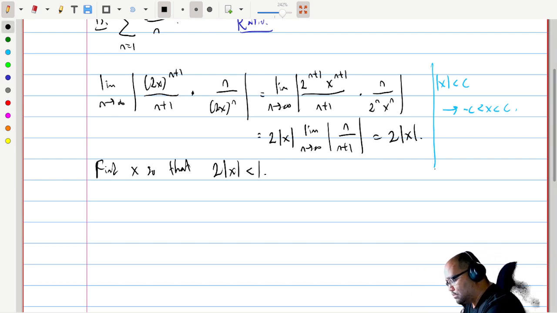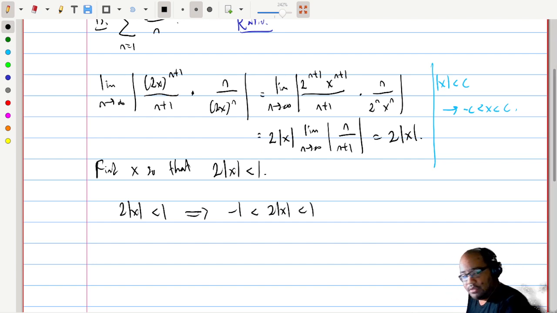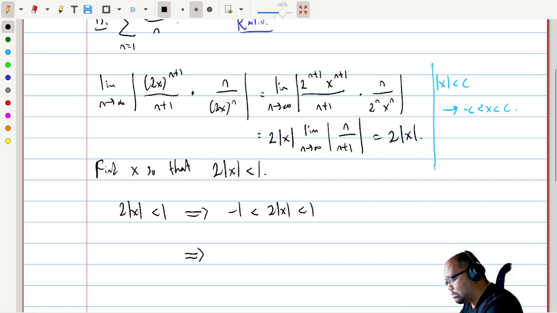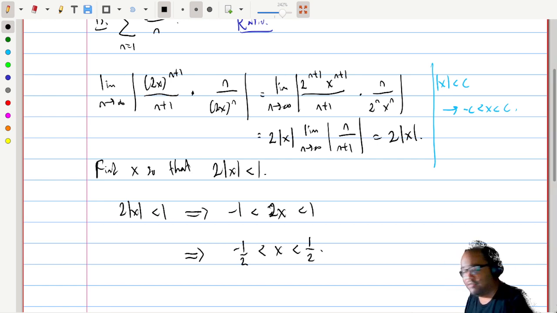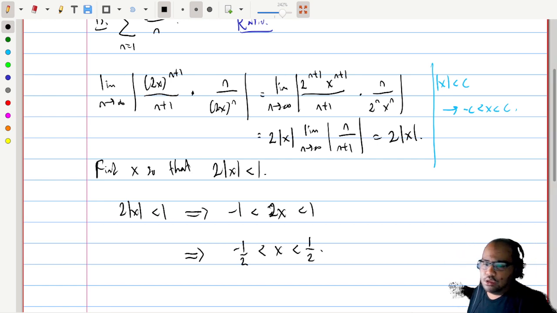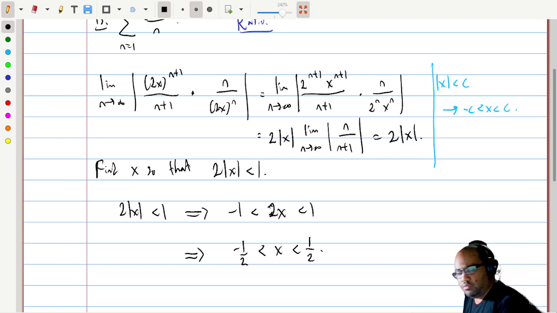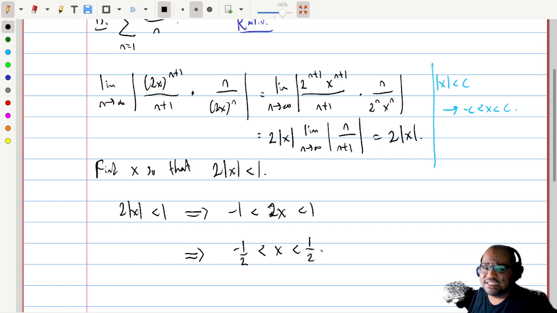So we just solve here. 2 absolute x less than 1 gives us minus 1 less than 2x less than 1. Divide through by 2. Whoops. That should just be an x there. So I have x is in the interval from minus 1/2 to positive 1/2. So at the very least, I know that my sum converges inside this interval. Oh, no, that's right. Okay. So I know that my sum converges inside that open set.